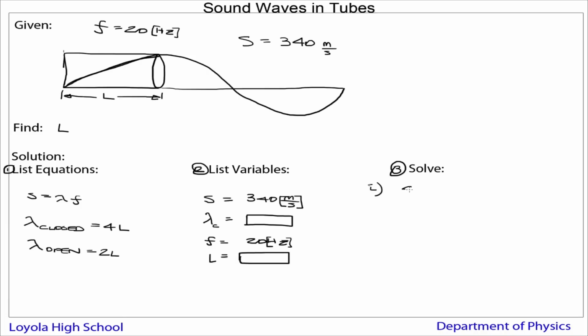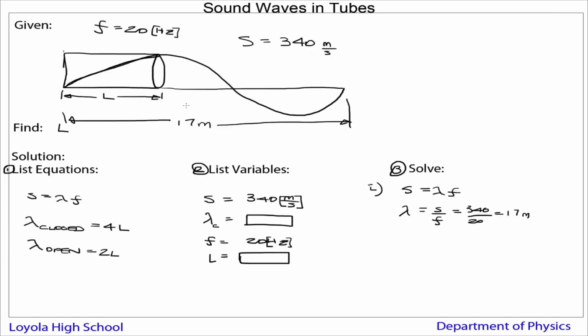So speed is equal to wavelength times frequency. So wavelength is equal to speed divided by frequency, which is 340 divided by 20, which is 17 meters. So this entire distance here, this entire wavelength, all the way across the entire wave is 17 meters. It's a pretty long wave, right across there, all the way across.